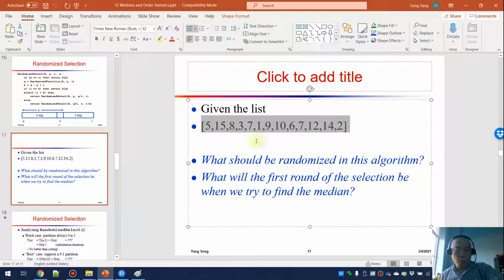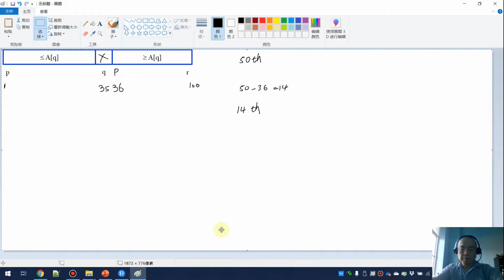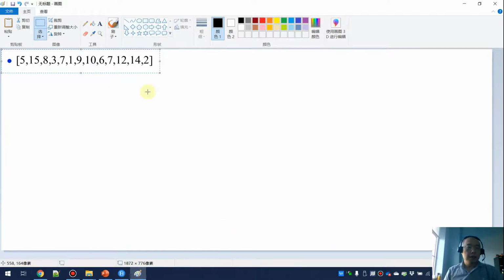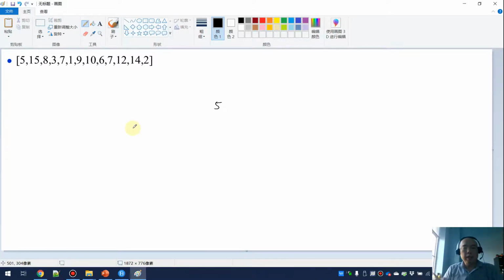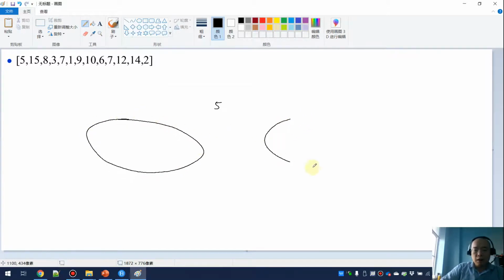Let me grab those values. I'm going to do a delete. Okay, and then let's use the old school partition, and we assume that we use the first value as the pivot. So the pivot is 5. And then we have really two subsets. Let me just do that in an easy way. I'm just putting two bags of values.